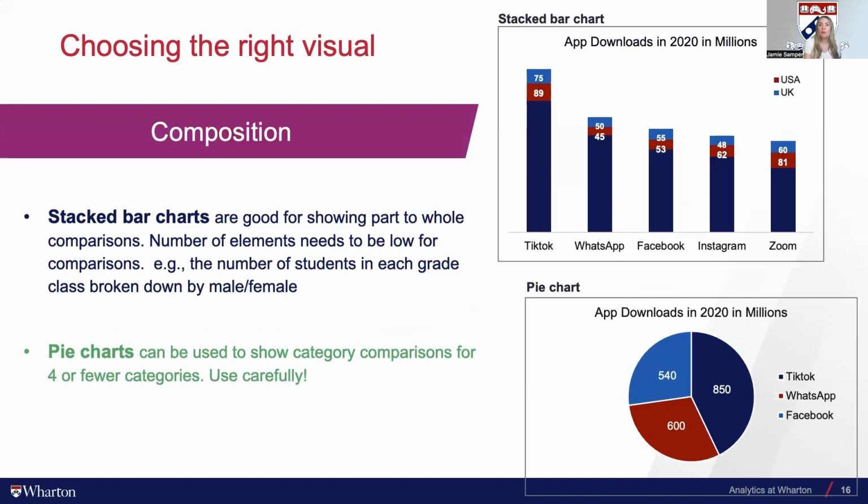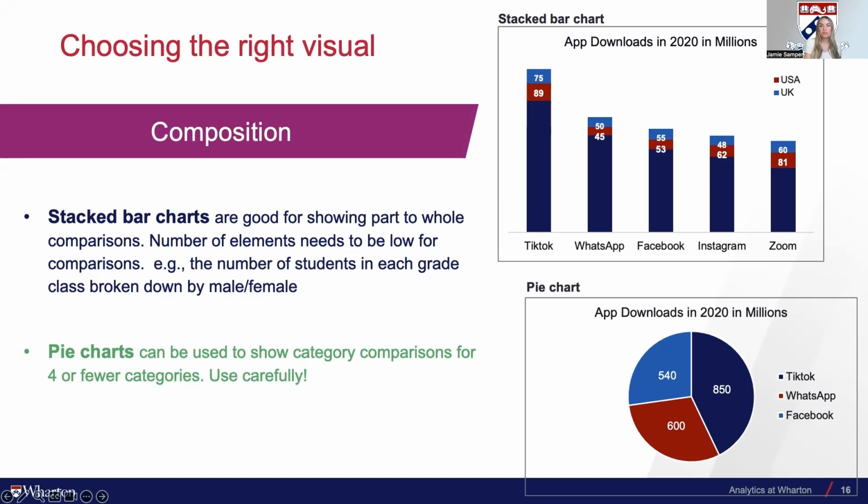If you want to show the composition of a variable, then a stacked bar chart is a great option. Stacked bar charts are great for showing part-to-whole comparisons. But keep in mind that the number of elements you're trying to show should be kept low in order to use a stacked bar chart. So think of something like the number of students in each grade broken down by male or female.